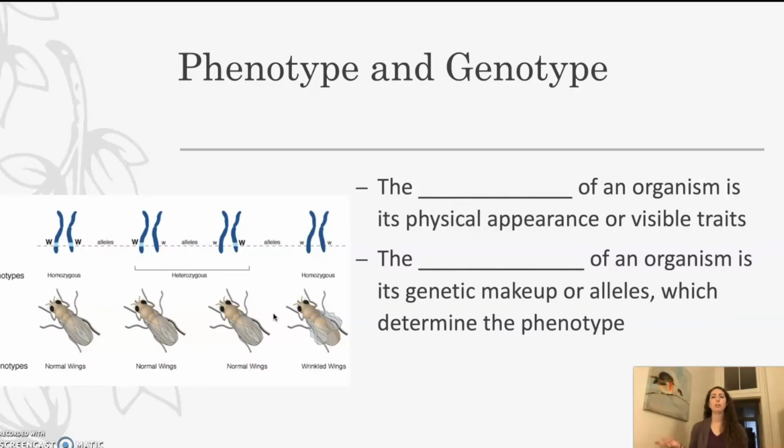So let's talk about these terms, phenotype and genotype. Phenotype is the physical appearance or visible traits. Physical, phenotype, they sound similar, so get those in your head to cement that. Versus genotype, which is the genetic makeup, or which alleles an organism has. So genotype, genetic makeup. Phenotype, physical appearance.